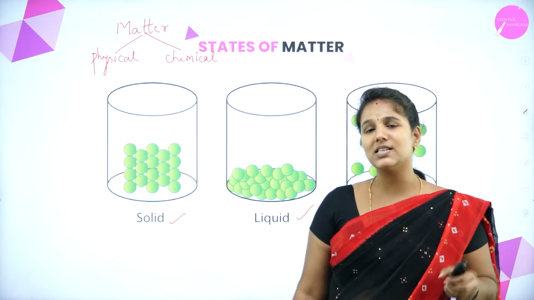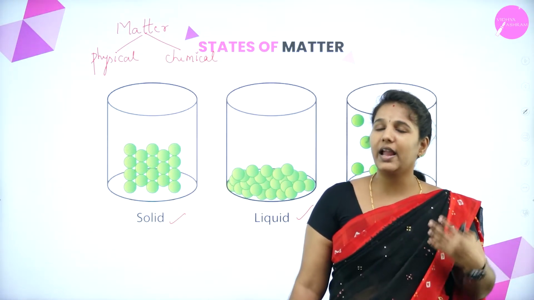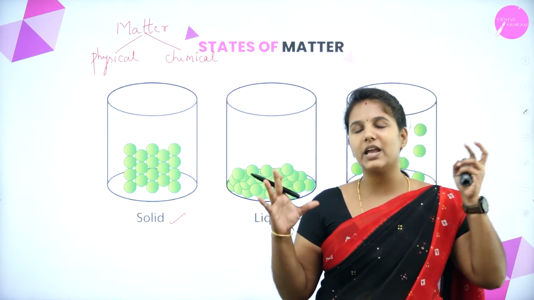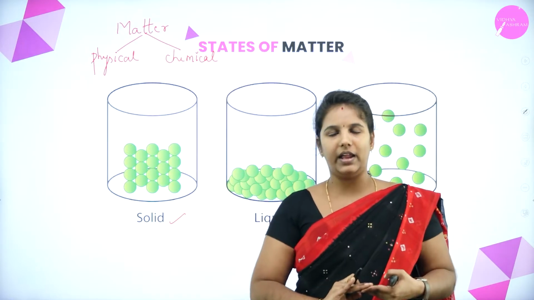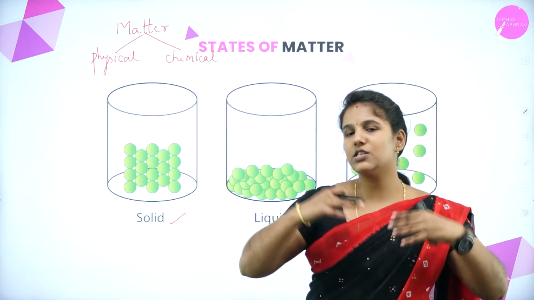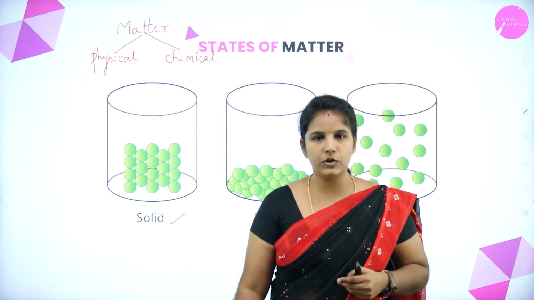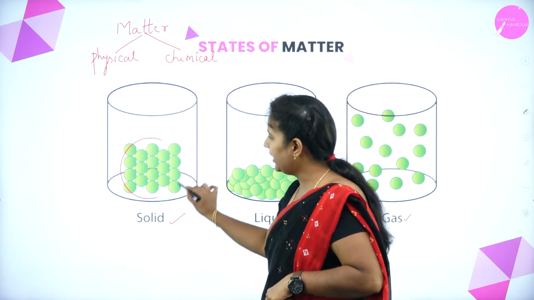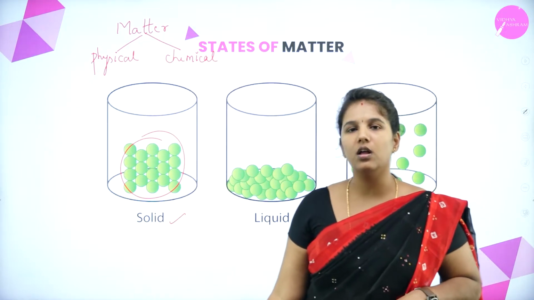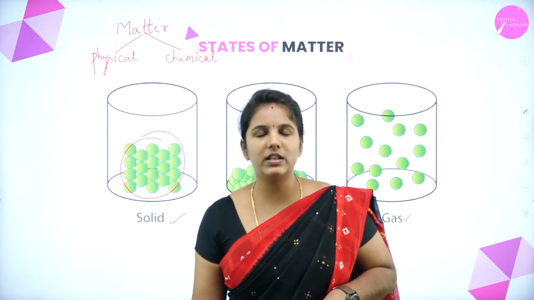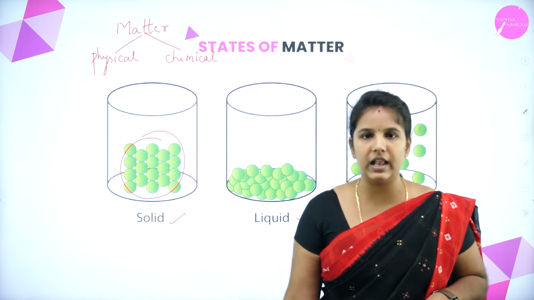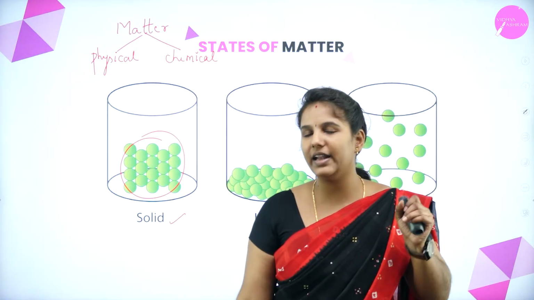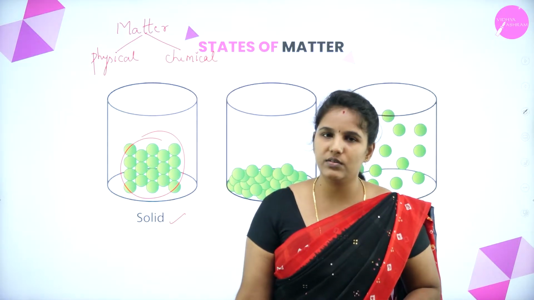So, how do you say it is a solid? How do you say that any object is a solid? When all the particles in a solid are tightly arranged, there is not much freedom for the constituent particles in a solid. The particles are tightly arranged. There is not much space between the constituent particles. That is why all solids have a definite shape and a definite volume.